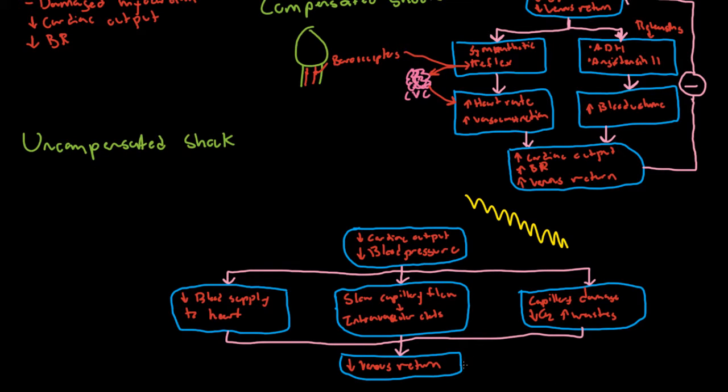So this decreased venous return, we have a positive feedback loop here. And I'll explain what that means, but a positive feedback loop is basically when we have a loop that only contributes to itself. So we have a decreased venous return because of all of this, but a poor venous return is also going to decrease cardiac output and blood pressure, thus causing this to be a repeating pattern.